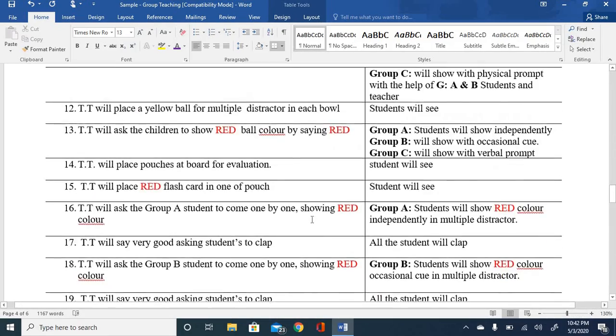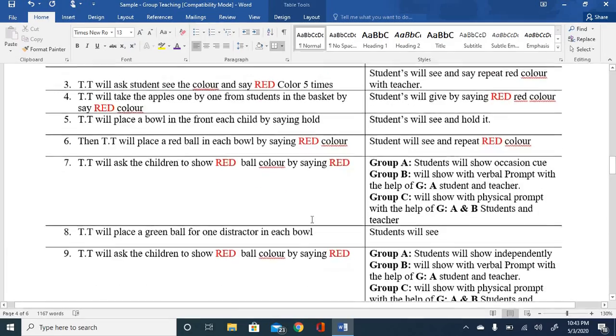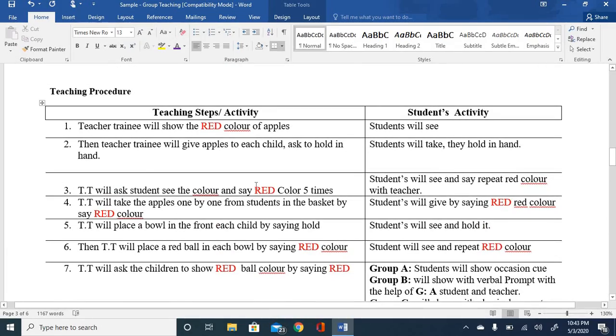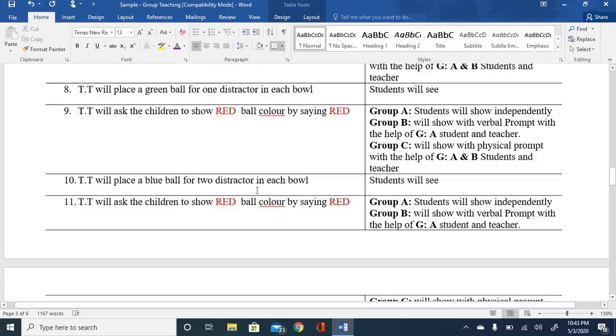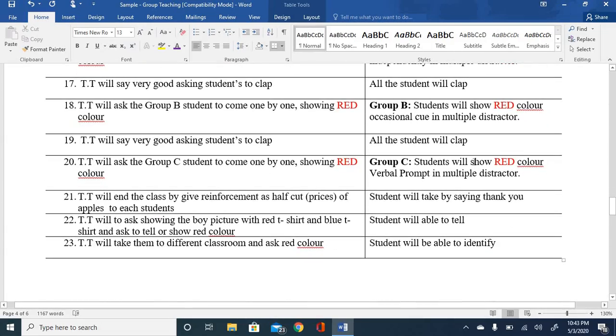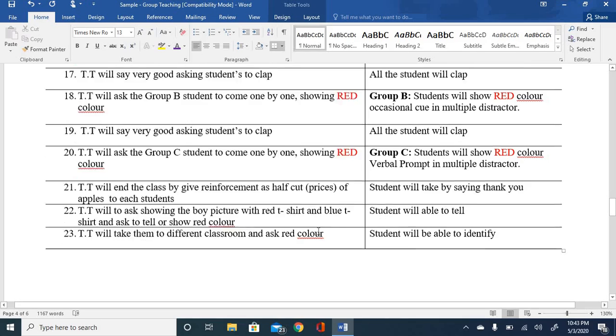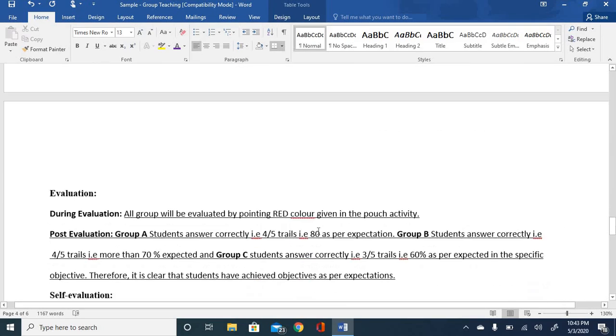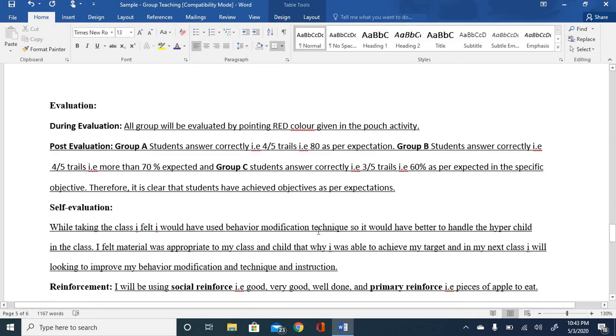So this is the way you're going to work with your teaching procedure. Whatever you have written here, you need to do exactly the same. Forget about the student, whether they do it or not, this is a prediction, so don't worry about that. But try to make sure the student is trying to follow your steps. So that you have to do. Then evaluation. Now here, during evaluation and post evaluation.